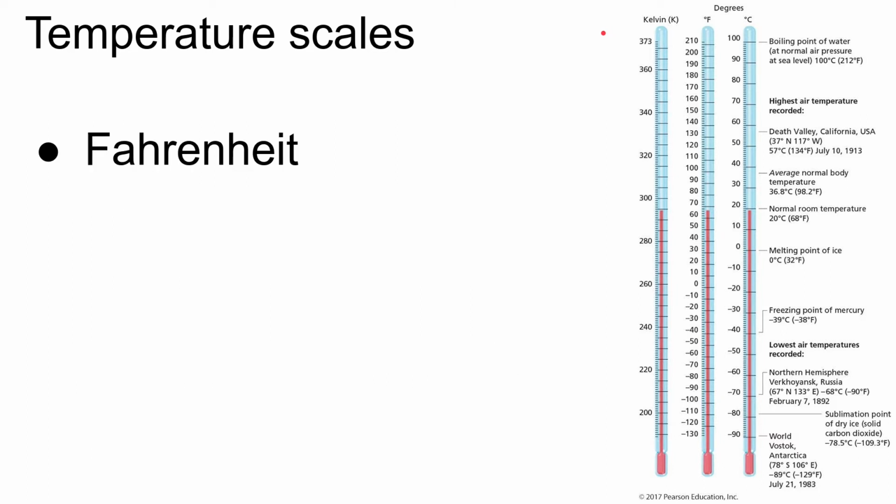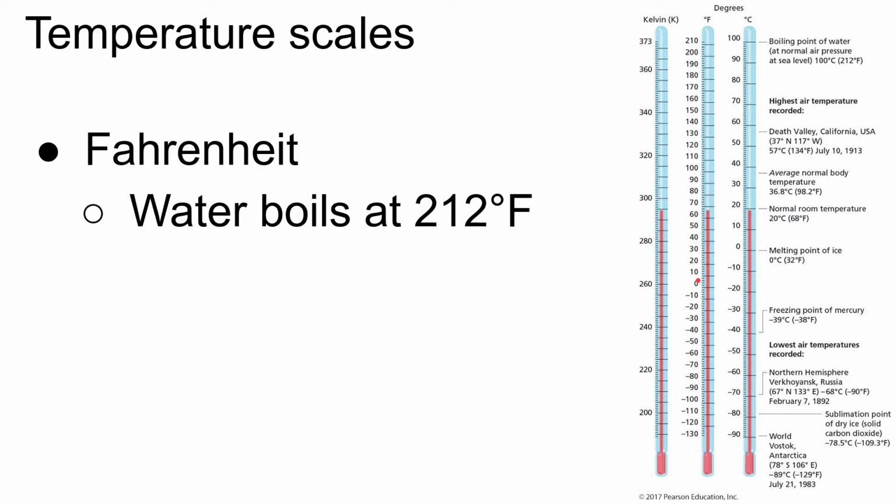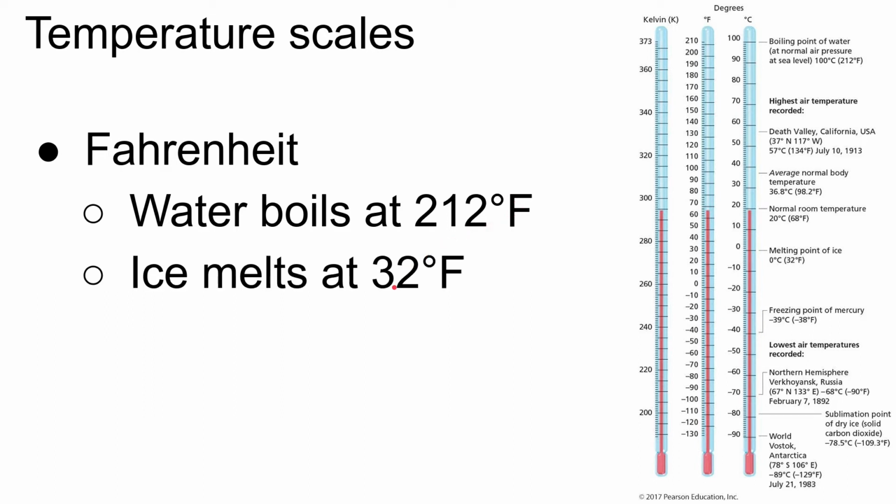The Fahrenheit scale was developed by Daniel Gabriel Fahrenheit, and he set 0 as the temperature that he could get a mixture of crushed ice, water, and salt. So he was trying to duplicate a frozen ocean. And when he got this optimal mixture of ice and salt and water, he just said, well, that's 0. So on the Fahrenheit scale, water boils at 212 degrees Fahrenheit. Ice melts at 32 degrees Fahrenheit.